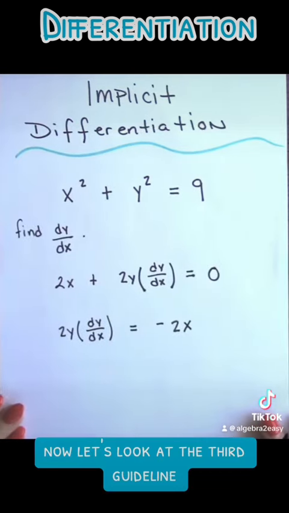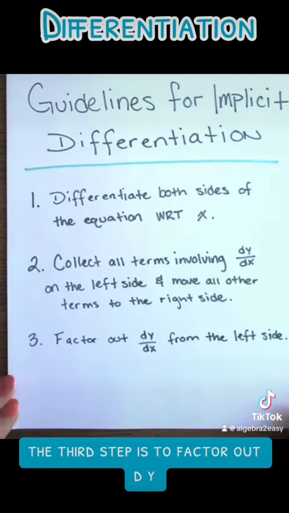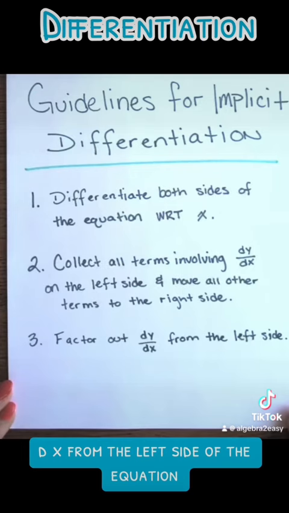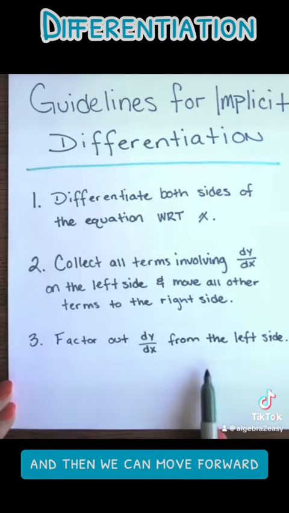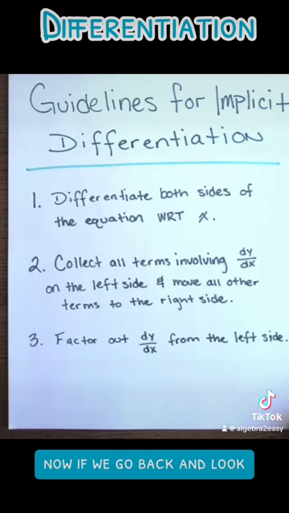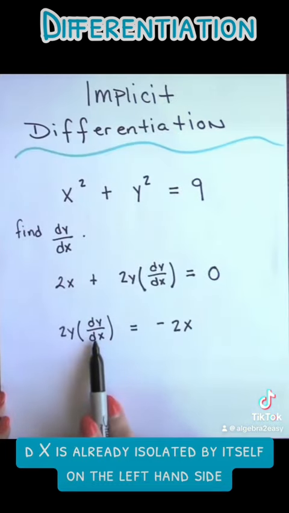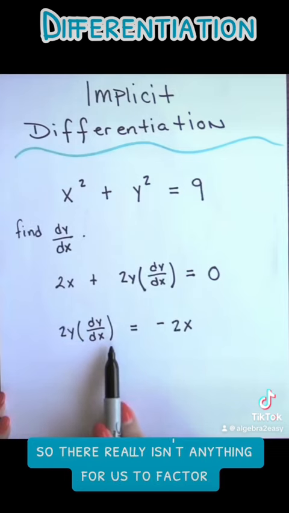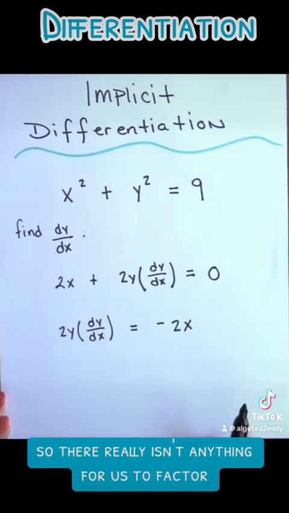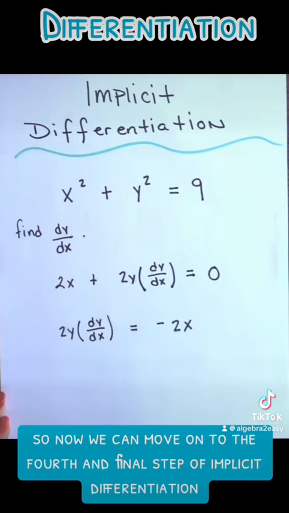Now let's look at the third guideline. The third step is to factor out dy/dx from the left side of the equation, and then we can move forward. Now, if we go back and look at this problem, dy/dx is already isolated by itself on the left-hand side, so there really isn't anything for us to factor. So now we can move on to the fourth and final step of implicit differentiation.